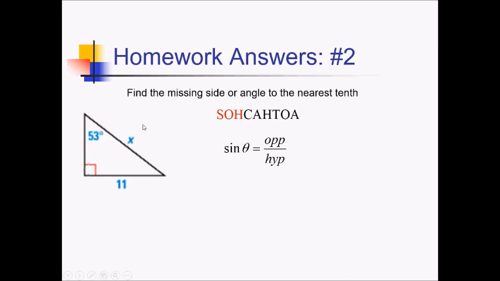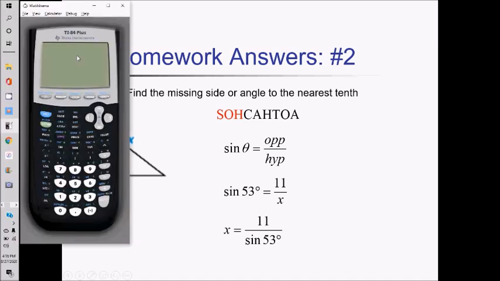So then we have sine of 53 degrees, the angle, equaling, we said the opposite side was 11 because that's across from the angle. And then the hypotenuse is what we're looking for. That's the x in this one. Now to get x by itself, we have to multiply by x and then divide by sine of 53. So basically switching x and sine of 53. And then let's just do this on the calculator. So we're going to have 11 divided by sine of 53. And that's going to be 13.8 rounded to the nearest tenth.